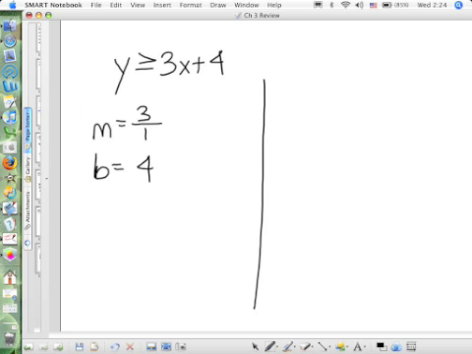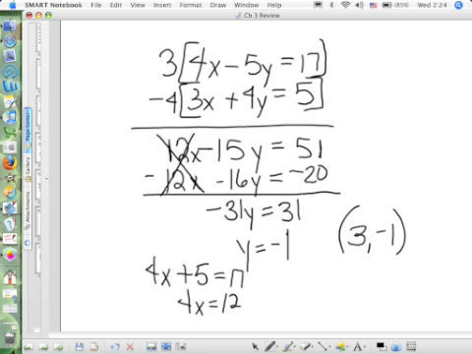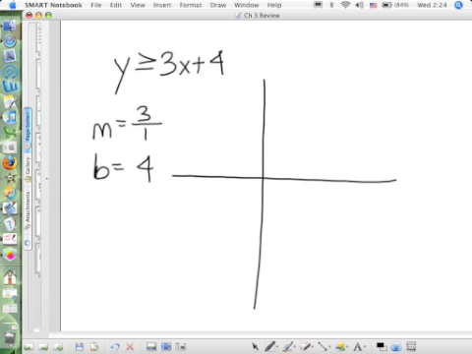What was x for the last one? Shh, y'all need to be quiet. x was 3. Solid line. We start at our y-intercept, which is positive 4. Our slope is to go up 3 units from there and to the right 1. Our line is solid because this does say equal to. And we shade above because the symbol is greater than.